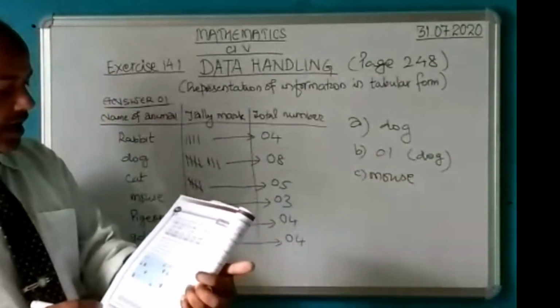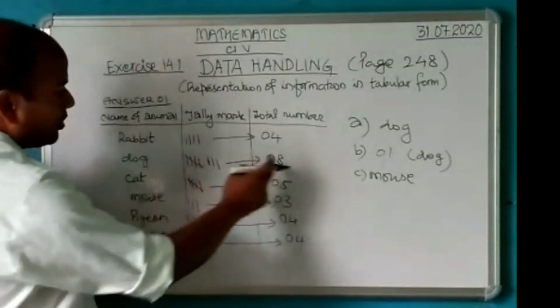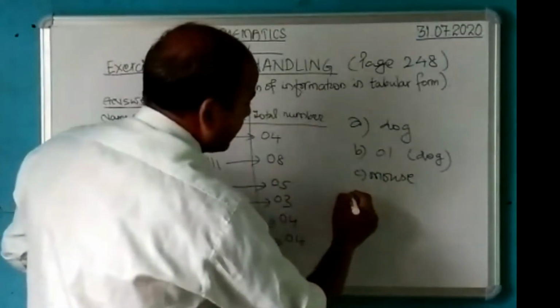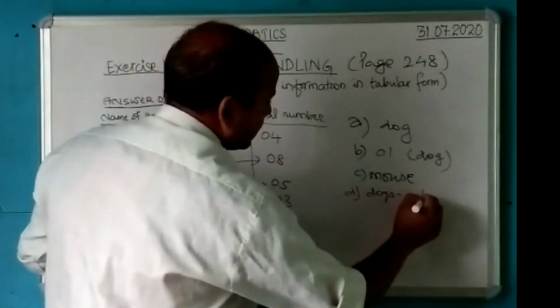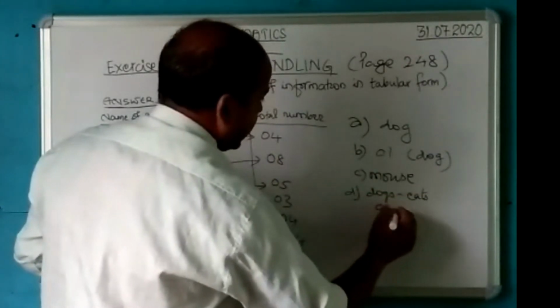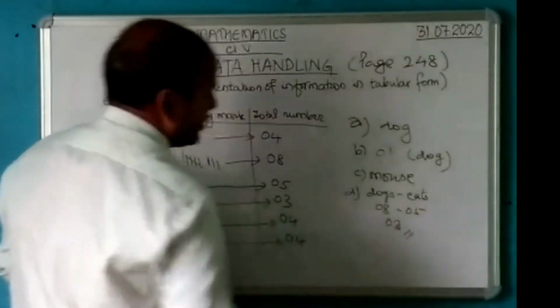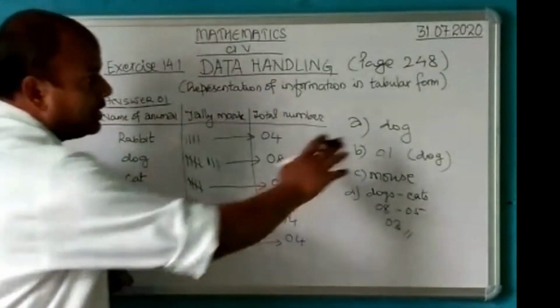And the last one, how many more dogs were sold than cats? Number of dogs minus cats. Dogs is 8 and cats are 5. So that means 3. So 3 more dogs were sold than the number of cats. So this is the answer.